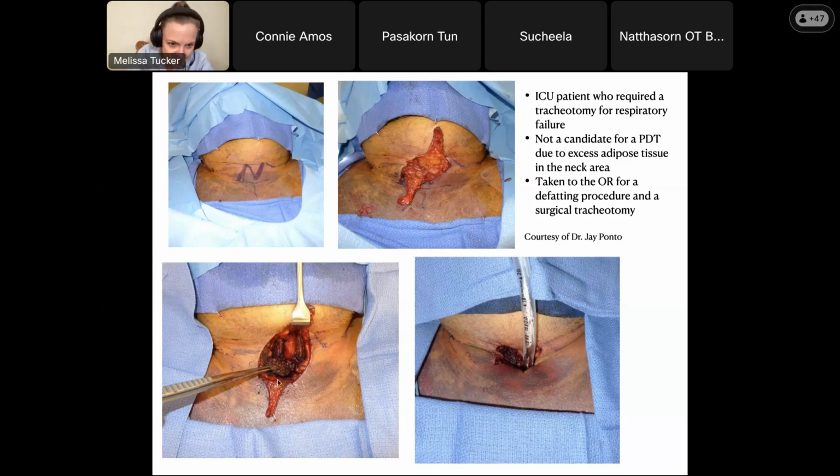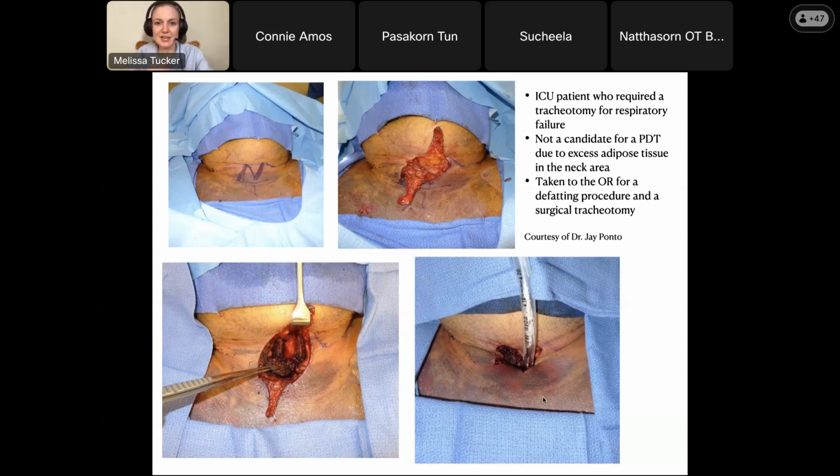Here you can see, I believe you can see some of the strap muscles here, and I think this might be the cricoid cartilage, and they're getting ready to put the airway in there right under the cricoid cartilage. And you can see, again, here's an airway that's inserted into what will eventually be the tracheostomy.